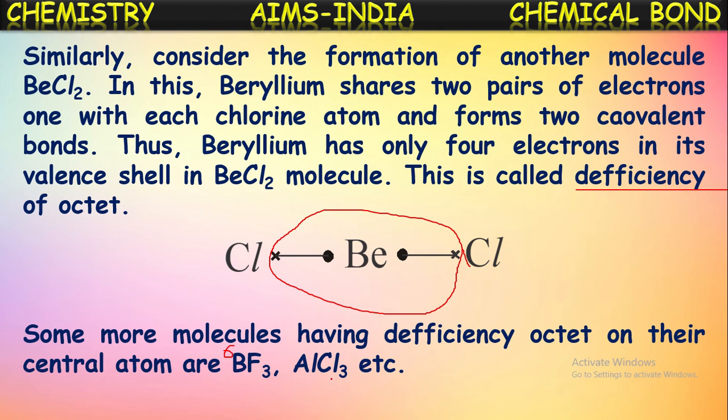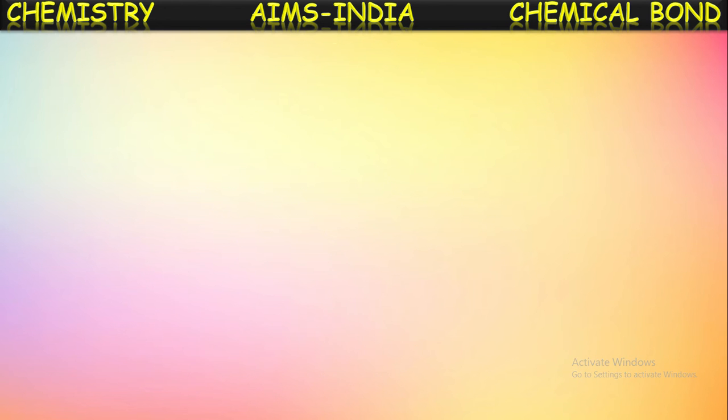In the same way, aluminum chloride also. Okay, that's about violations of the octet rule. Having more than 8 electrons is called superoctet. Having fewer than 8 electrons even after bond formation is called octet deficiency. Okay, now let us see.